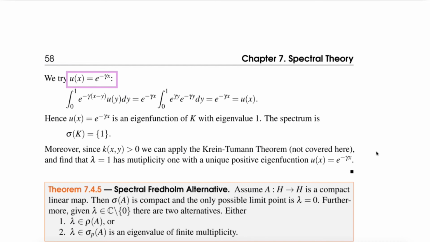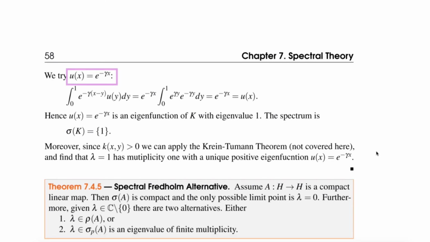We can factor out a minus gamma x. So we sub in u of y, so we sub in e to the minus gamma y. Let me get my pen again. So here, they cancel each other, so they integrate to 1. So we keep e to the minus gamma x, which was the original u of x. So here we found an eigenfunction.